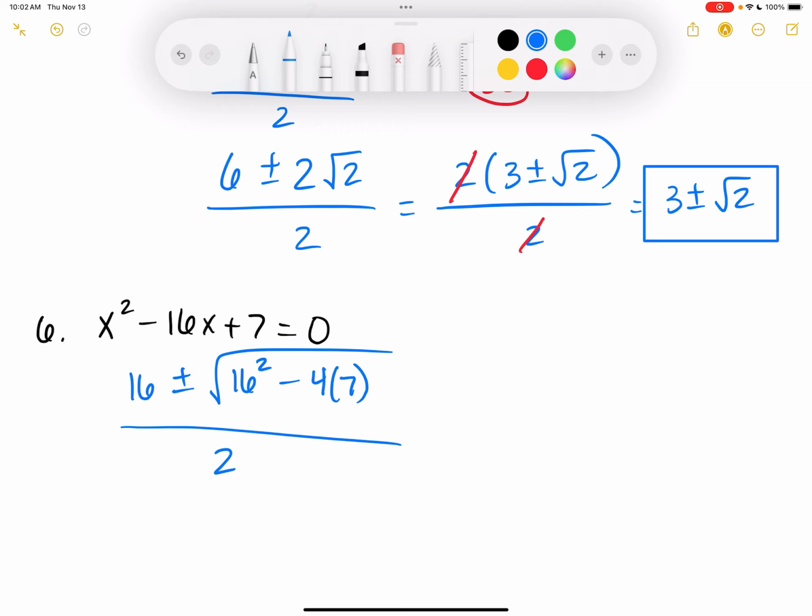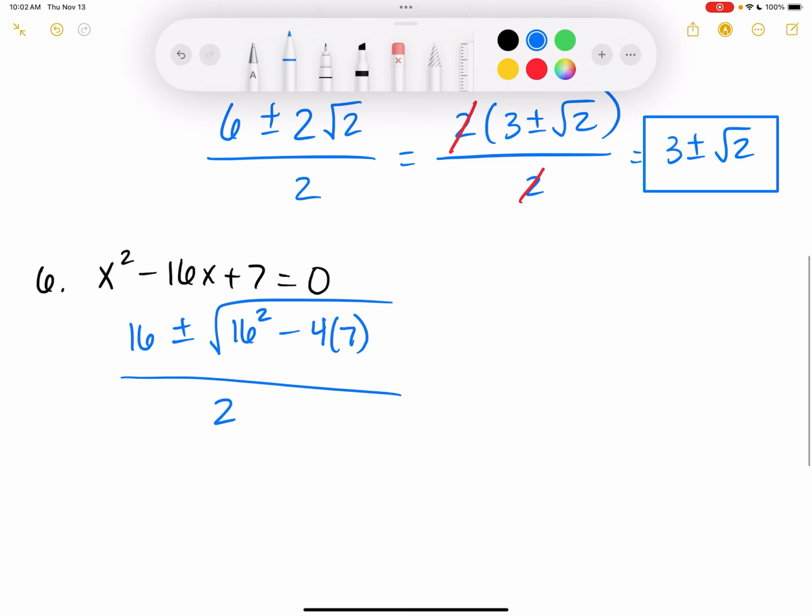So 16 squared is 256. If you want, so that you don't have to keep rewriting this stuff over and over again, just put a line through it and write 256 if you want to do it that way. That's also fine. So I've got 256 minus 28. Then I've got 16 plus or minus the square root of 228 over 2.